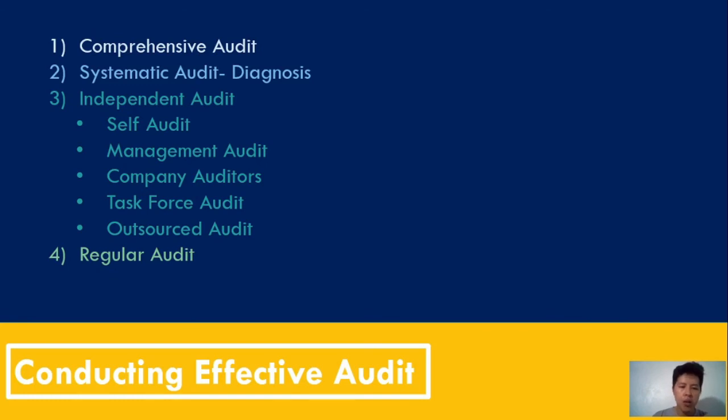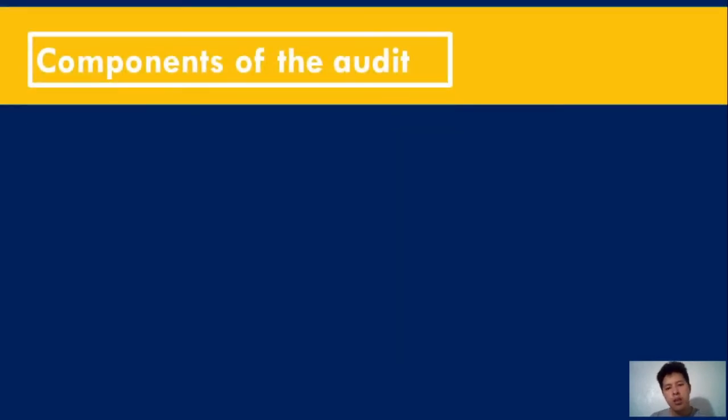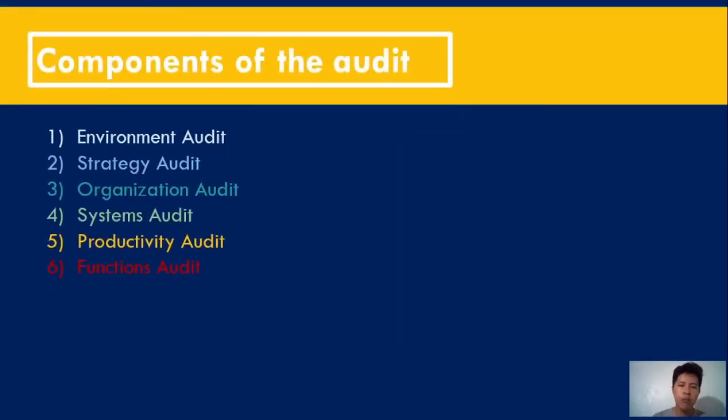And we also have regular audit. Now, regular audit is done on a regular basis. So there could be a regular audit yearly, or it could be bi-yearly, twice a year, or once every 2 years. It depends on the decisions of the board of directors. Now, what are the components of audit? We have environmental audit. The audit on the environment, internal and external environment, competitors, the physical environment around us, the market environment, the landscape of the market.